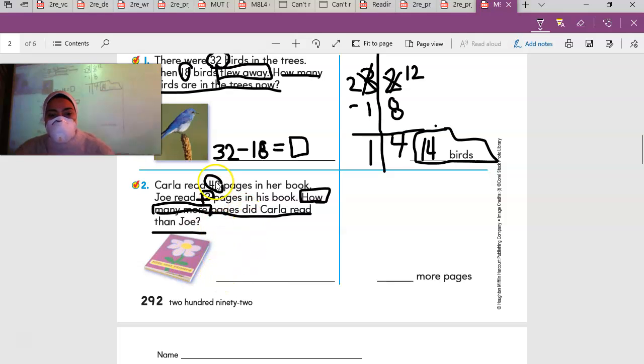So if the first number is what? What's the first number in my problem? 43. So what am I going to write here in my number sentence? 43. And how many more means take away. And Joe read how many? 32. Equals? Empty box. Good job. Equals empty box. Now here you're going to solve it and then you're going to write the answer.